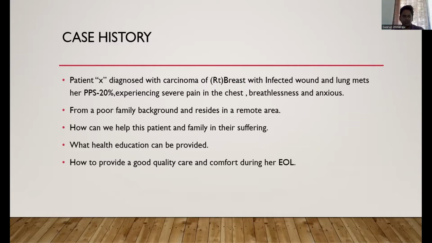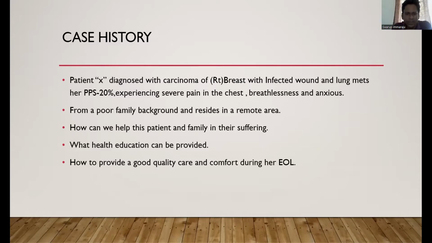There is a patient named X, diagnosed with carcinoma of the right breast with an infected wound and lung metastasis. I'm not discussing only subcutaneous infusion, but I'm going to add some more points, on where exactly the subcutaneous infusion or injections are more compatible or related to that patient. So we'll see the case history.